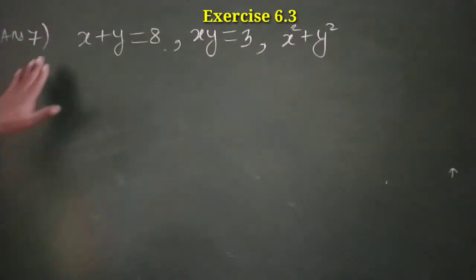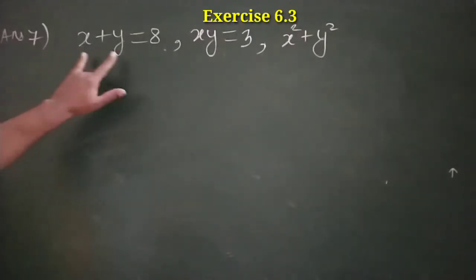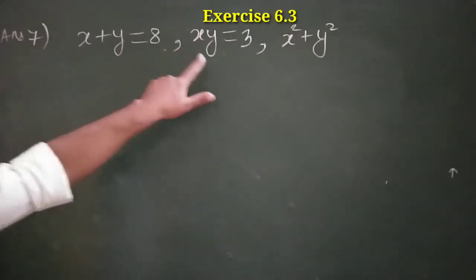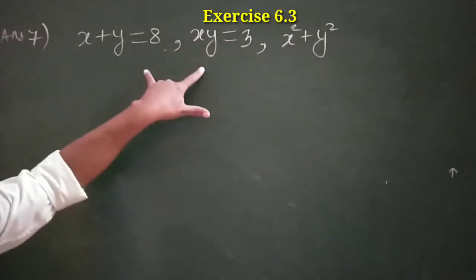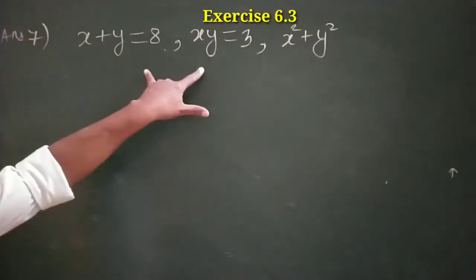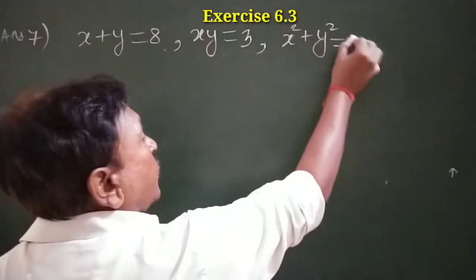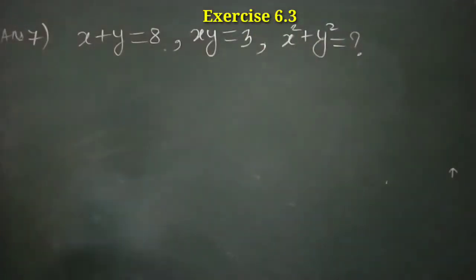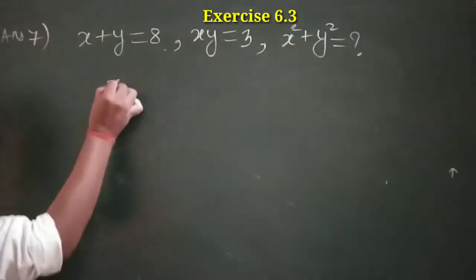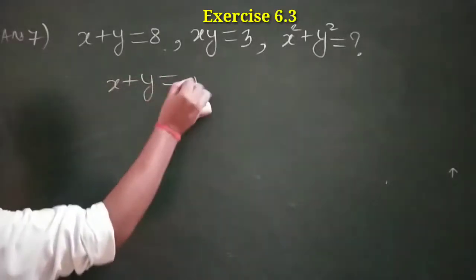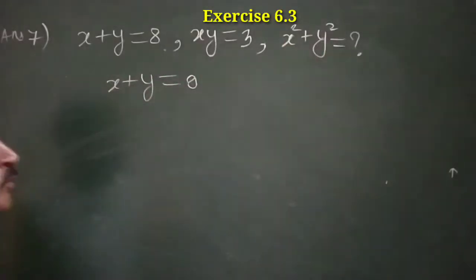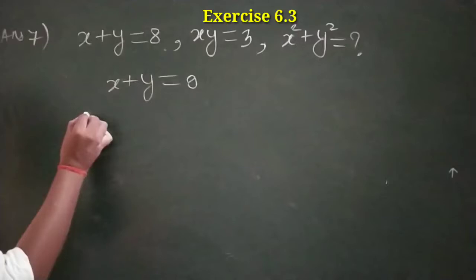Okay, student, now see question number 7. In question number 7, x plus y is equal to 8, xy equals 3. These two pieces of information are given to us and we have to find the value of x square plus y square. So we will use this. First of all, x plus y is equal to 8. We need the squares, so we will do the squaring on both sides.